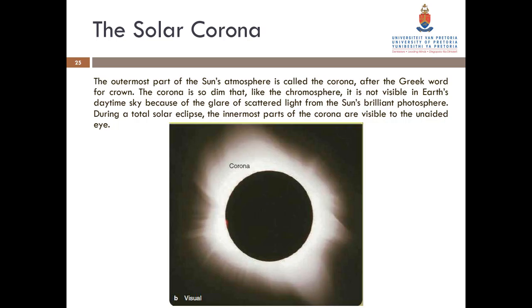So the outermost part of the sun's atmosphere is called the corona, after the Greek word for crown. The corona is so dim that, like the chromosphere, it is not visible in Earth's daytime sky because of the glare of the scattered light from the sun's brilliant photosphere. So during a total solar eclipse, the innermost parts of the corona are visible to the unaided eye, and that is what we are seeing here.